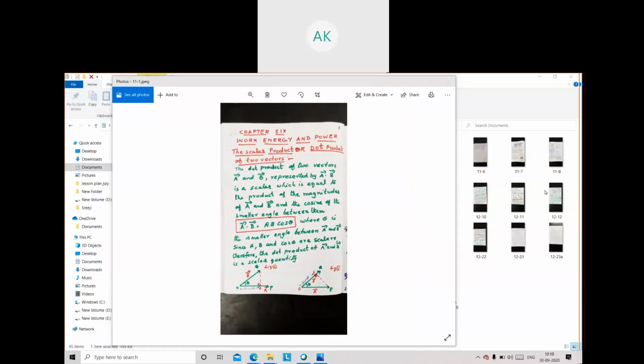Muhammad Adil is coming now only. Now all have reached. What time? It's 10:20 now. Now only reached.